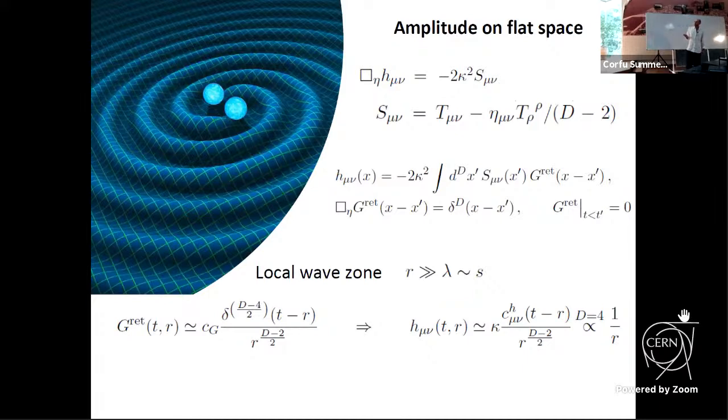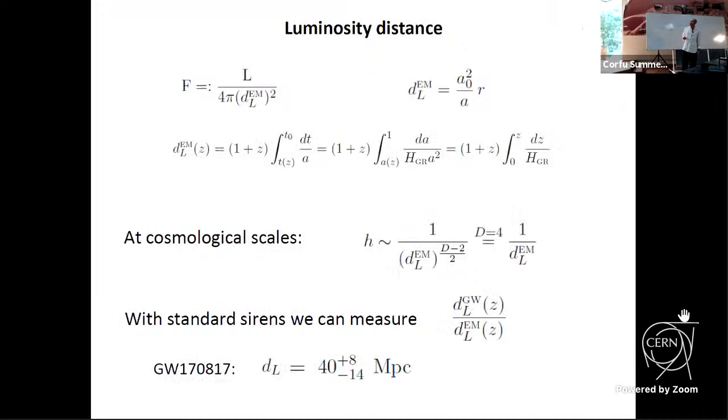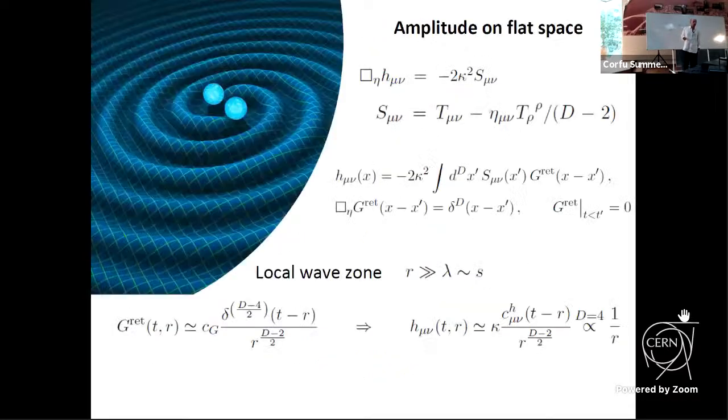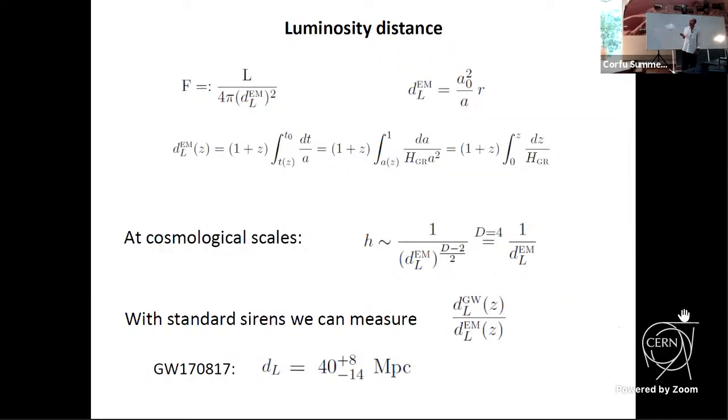So in the local wave zone, it turns out that in 4 dimensions, the gravitational wave is proportional to 1/r, the distance from the source, times a function which depends also on time. Now, if you want to go to cosmological distances, then you have to include also the cosmic expansion. And an interesting observable to consider is the luminosity distance. What is the luminosity distance?